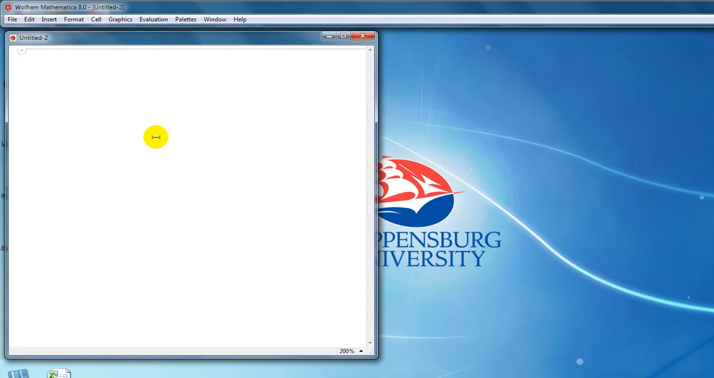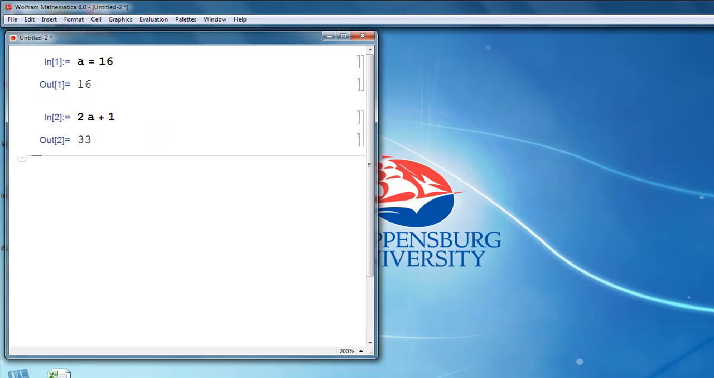In Mathematica, it's easy to define a variable. If, for example, we want the variable a to stand for the number 16, we can easily do that. By typing a equals 16 and pressing enter, what we find is that Mathematica returns the value of 16. And now forever after, if we type in an expression involving a, for example, 2a plus 1, Mathematica will know that a stands for the value of 16, and will compute the value of 2a plus 1 accordingly.